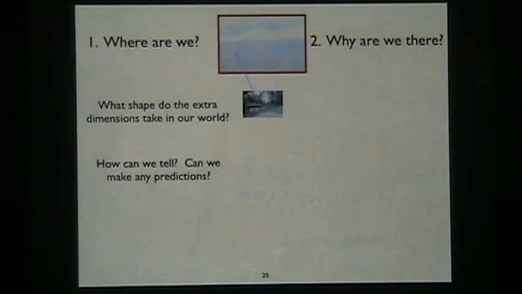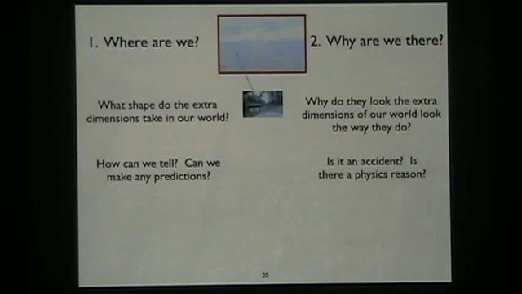The question of where are we is more specifically what shape do the extra dimensions take in our world, and how can we tell? If we can tell, can we crank out any predictions about our world from that knowledge? The question about why are we there is a little bit different. It's more like asking, why do the extra dimensions in our world look the way that they do? And is it an accident? Are we here instead of here by some freak accident in nature, or is there a good reason that the extra dimensions look the way that they do, and our world looks the way that it does? And is there a physics reason for that?